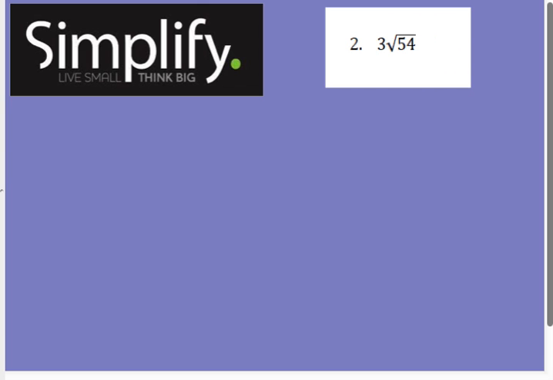Example 2. We have 3 times the square root of 54. Okay. Well, I know, and you should know, that 54 is 9 times 6. And 9 is a perfect square, so I would have 3 times, well, the square root of 9 times the square root of 6. So I'd have 3 times square root of 6, so it's 9 square root of 6. There it is, simplified.